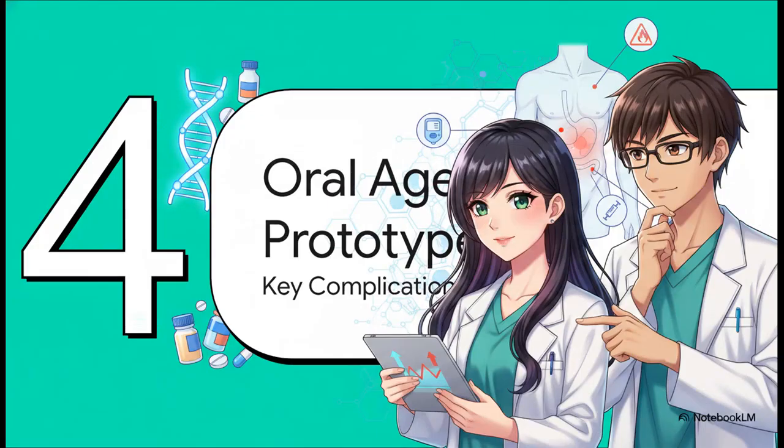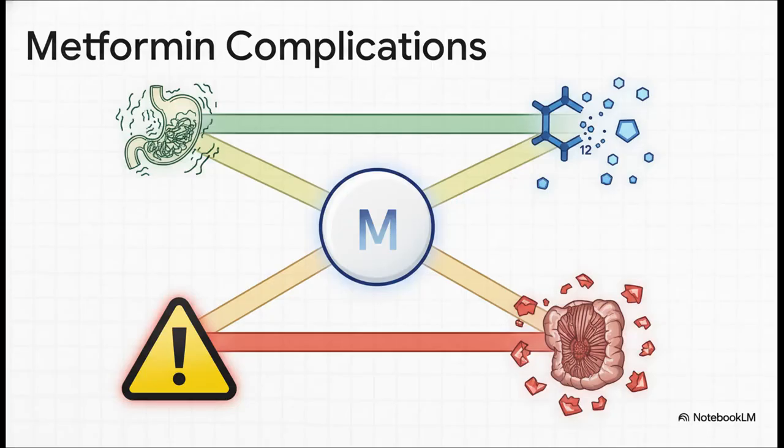All right, now let's zoom in on the big players in each of those classes. And more importantly, we're going to focus on the major complications and side effects you have to be watching for with every single one of these drugs. You're going to see metformin everywhere. It's the go-to first-line drug for type 2 diabetes.